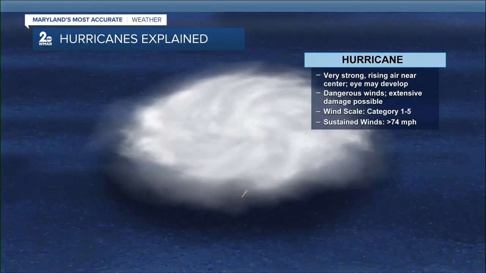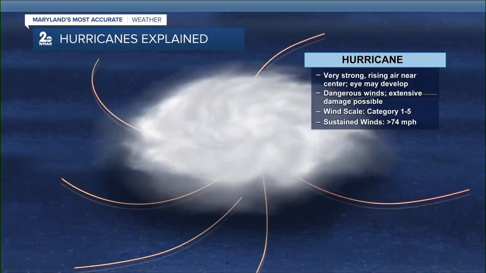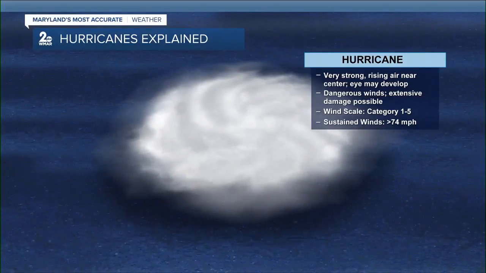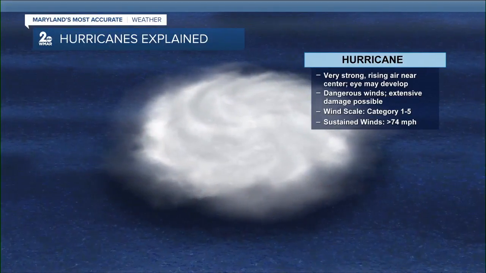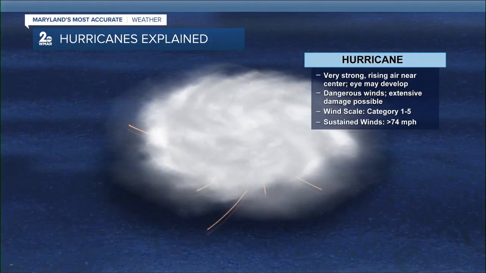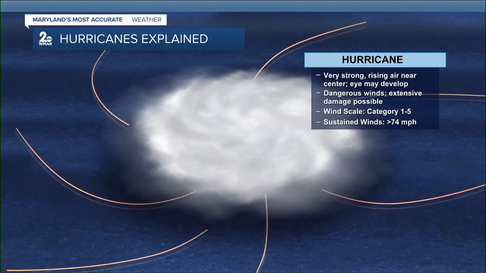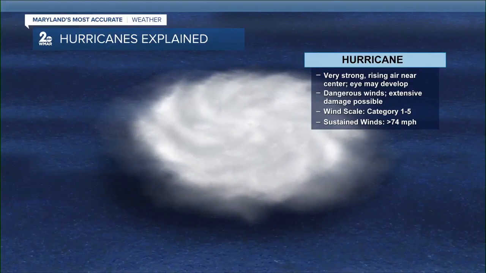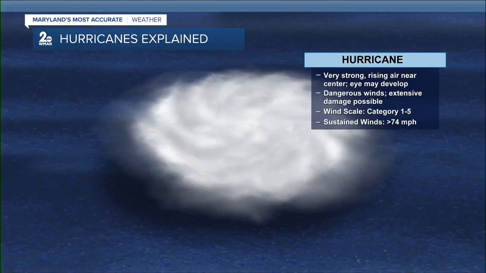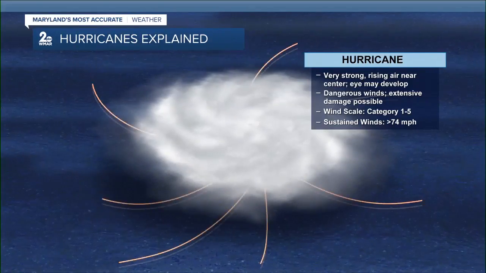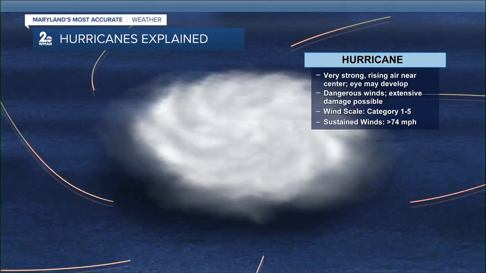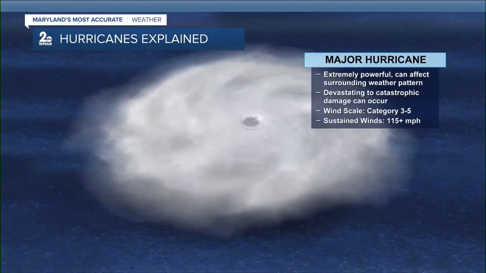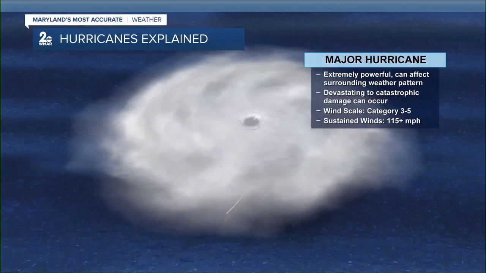And if this system continues to intensify, get stronger, the rising air starts to, you can almost see the center. It's clearly defined whenever you're looking at this image. The eye may develop, but it doesn't have to develop. Those winds can cause very extensive damage. There's a different scale. It ranges from 1 to 5. We'll cover that in another one of these tutorials. But those winds, at least to be classified as a hurricane, have to be sustained at least 74 miles per hour. Now, these storms don't stop there.